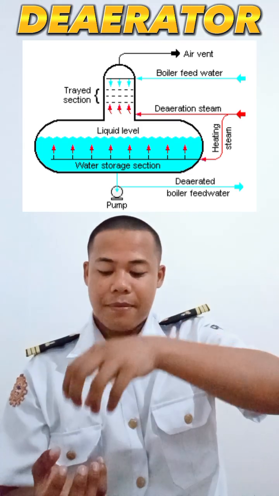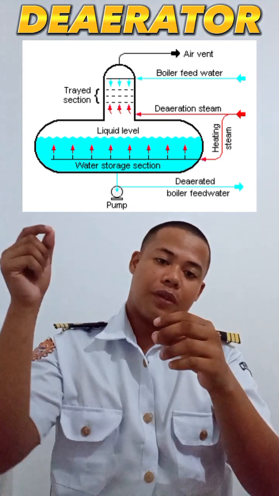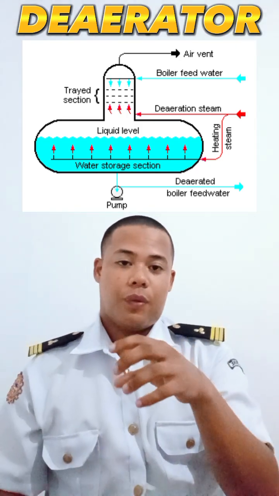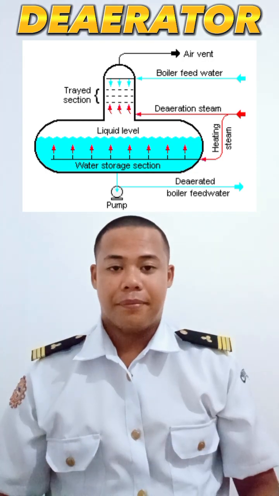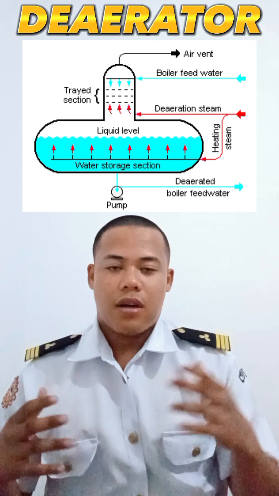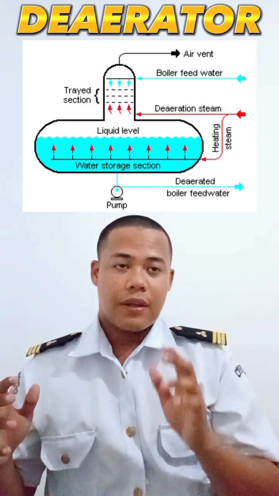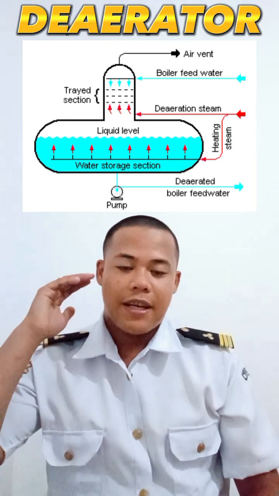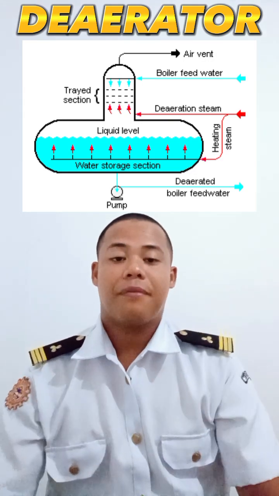So once the steam or the air rises up, there is a tendency that it will enter our feed water pump, which may cause airbound in our feed water pump. So the function of placing it 10 meters above is to protect our feed water pump from cavitation.